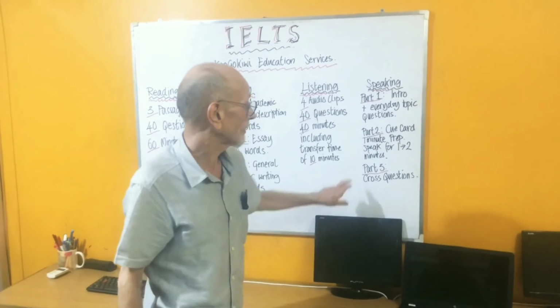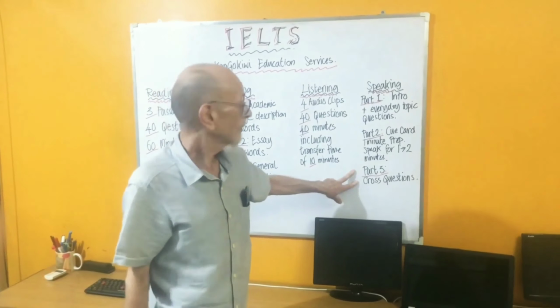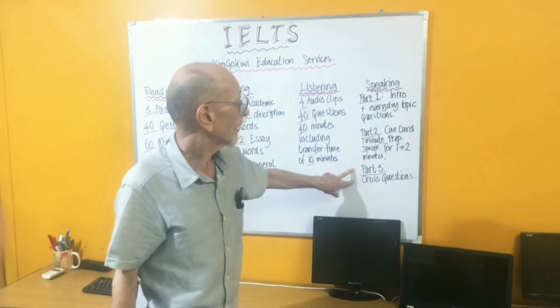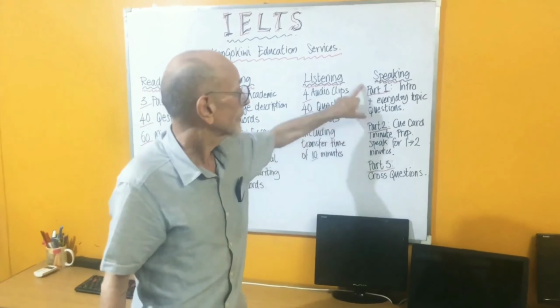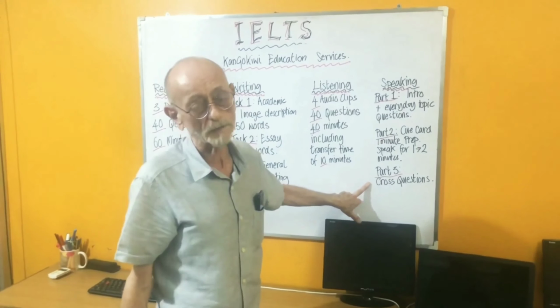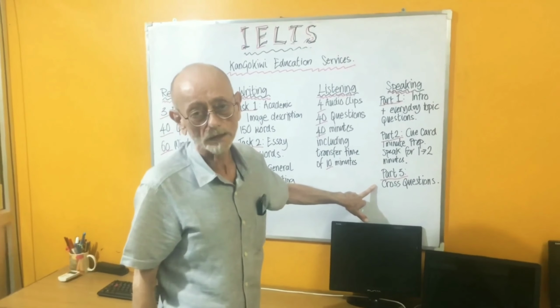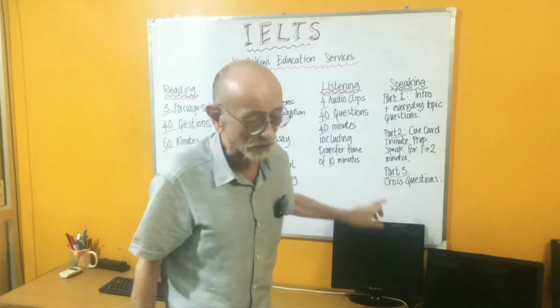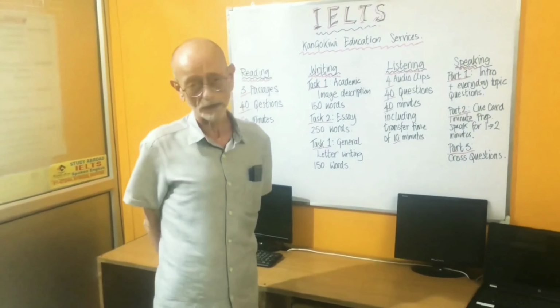The final part is what's broadly called cross questions or discussion topics. These questions have a connection with the topic of your cue card. So your complete speaking section, timed at 11 to 14 minutes, so you can say roughly 15 minutes in total. So that's a very kind of brief description of everything to do with the actual test itself.